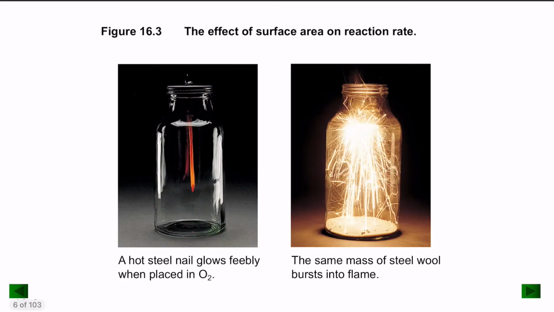So the effect of surface area, for example: a hot nail glows feebly when placed in oxygen, but the same mass of steel wool bursts into flame. The main reason is that the nail has less surface area, but steel wool has a little higher.